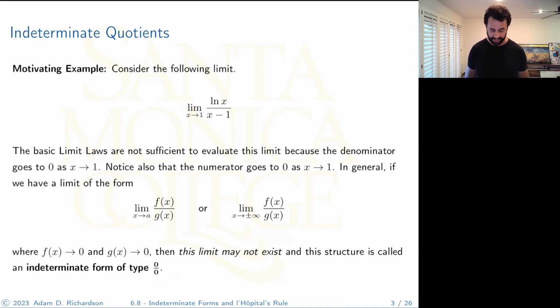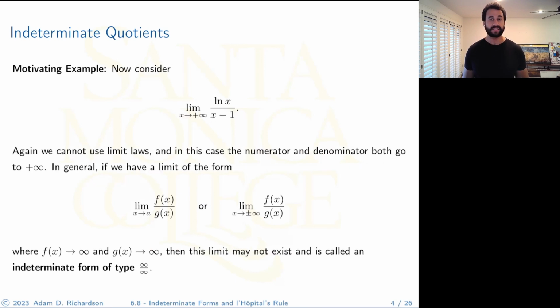More specifically, if you've got the limit as you approach a point of this ratio, where the top and the bottom are going to be 0, or if you're approaching plus or minus infinity and the top and the bottom are going to be 0, then we call that an indeterminate form of type 0 over 0. And here's the thing, that limit may not exist. So we have some subtleties to address here before we go forward with it.